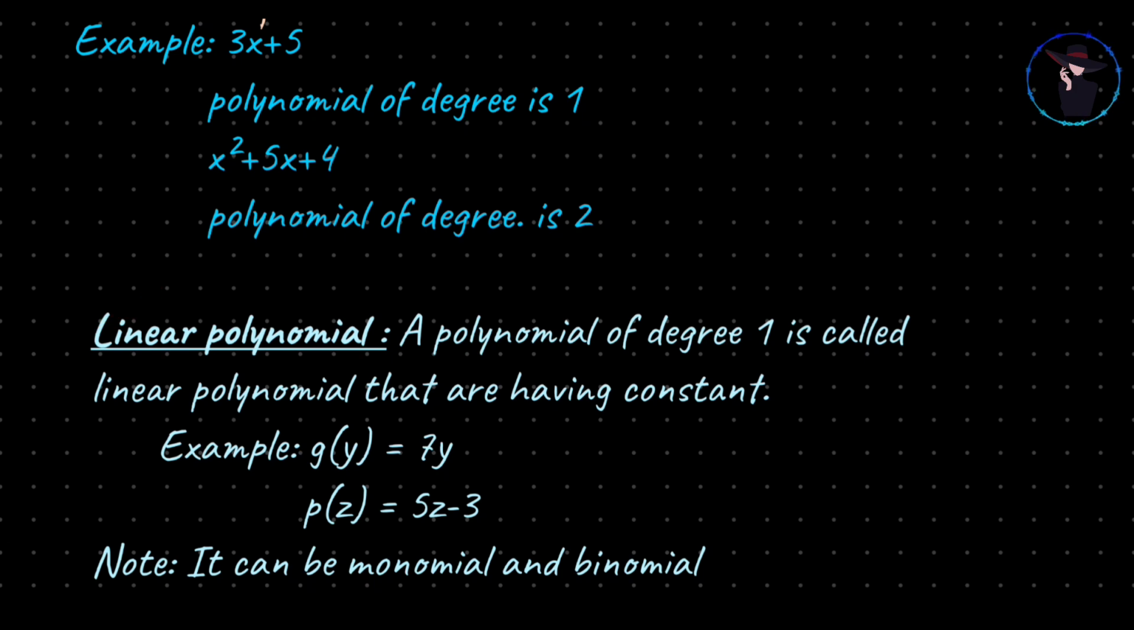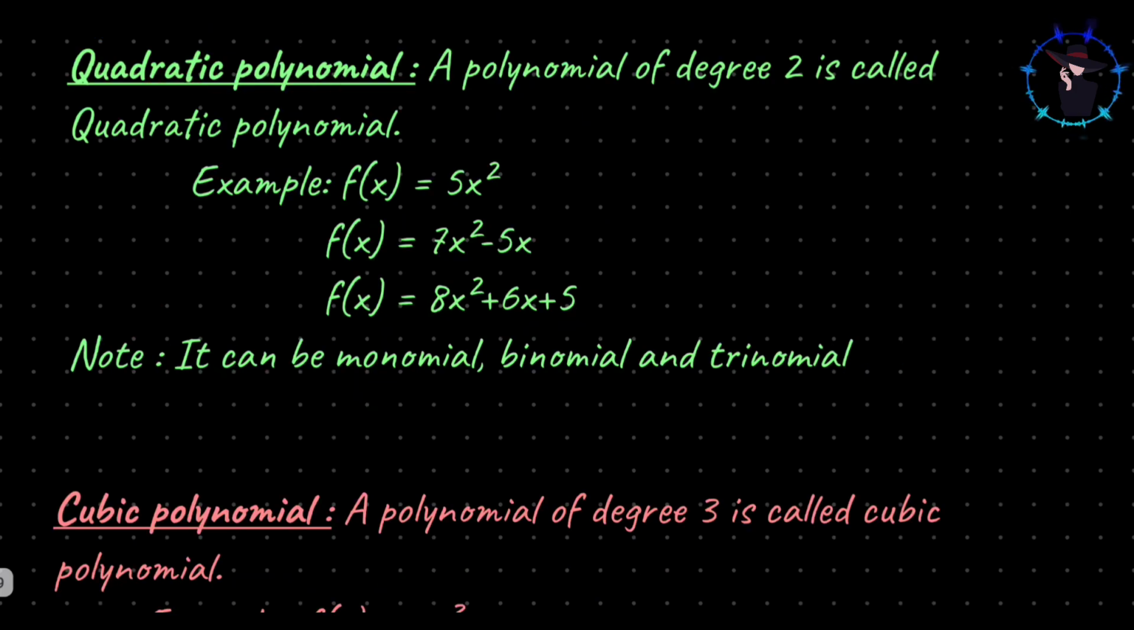That is a linear polynomial. Quadratic polynomial has degree 2. It also consists of monomial, binomial and trinomial, which means we have 3 terms. Monomial is single, binomial is double, trinomial is 3. For example, 8x square plus 6x plus a constant 5. With degree 2 it is quadratic, with degree 1 it is linear.